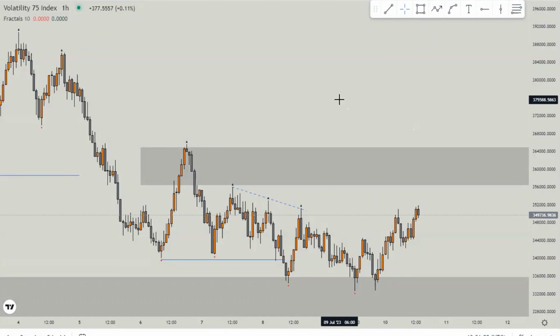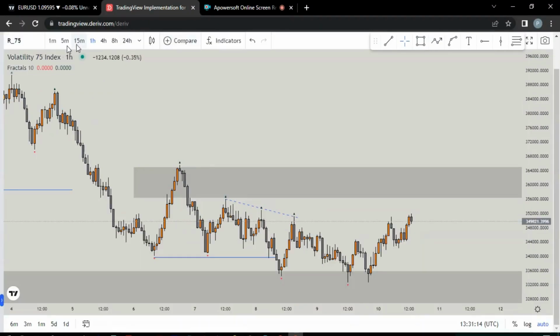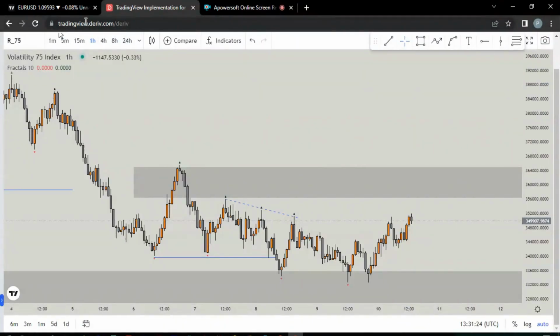And this means that, it's only that there is no volume indicator on the TradingView for synthetic indices. By the way, this TradingView is different from this one. You get? For this one, you go on the browser and type in tradingview.deriv.com. That's when you're going to find this TradingView for Deriv, on the PC or even on the mobile phone.